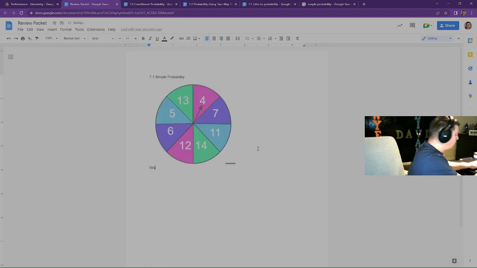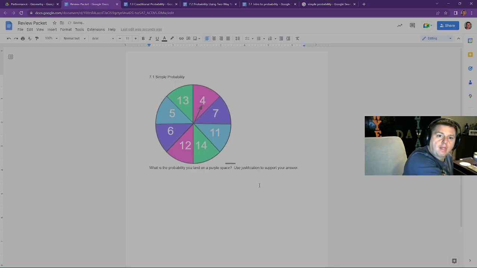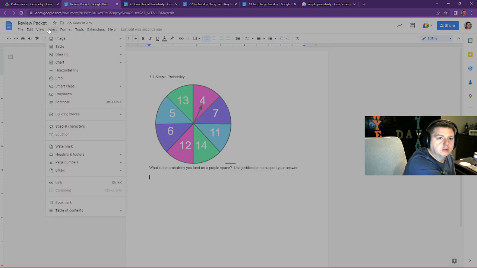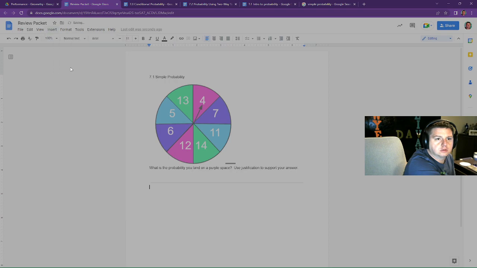And what is the probability you land on a bubble space? Use justification. There we go. And next, insert horizontal line. There we go.